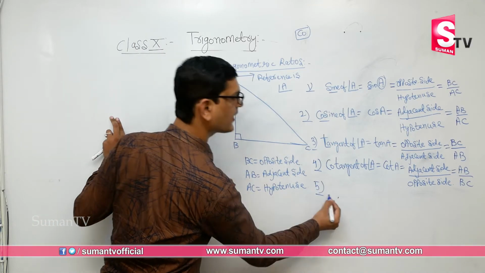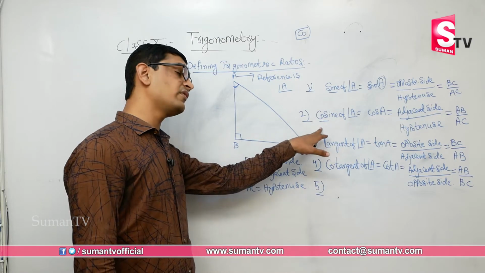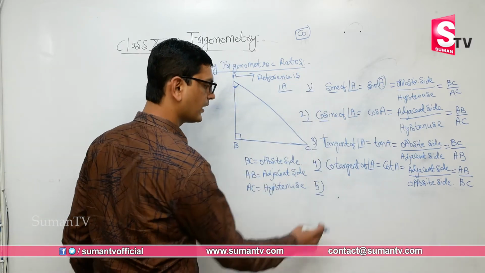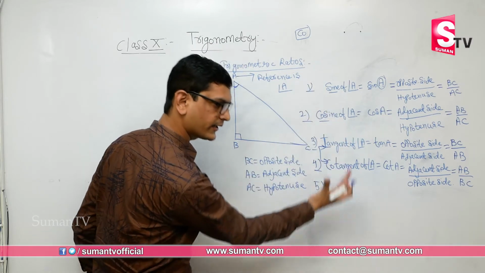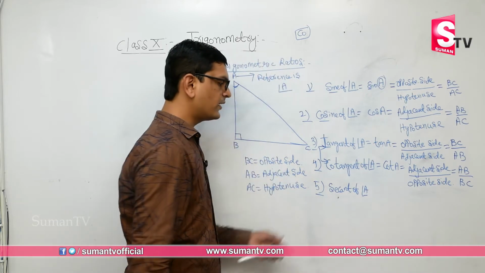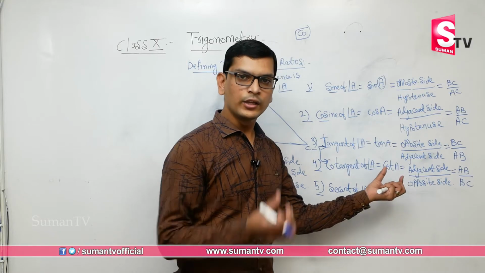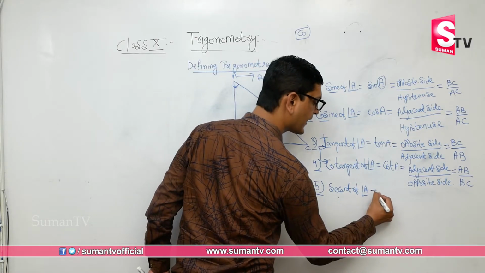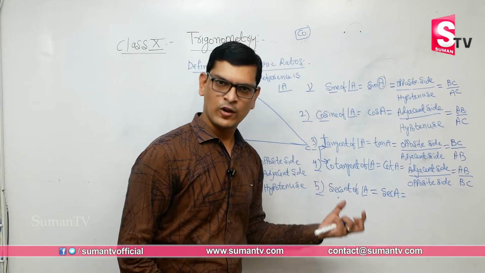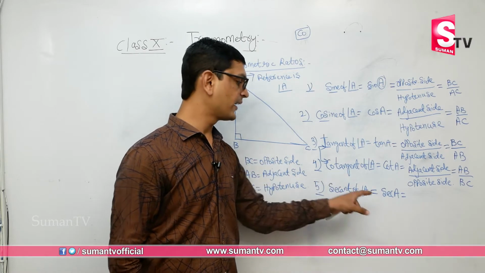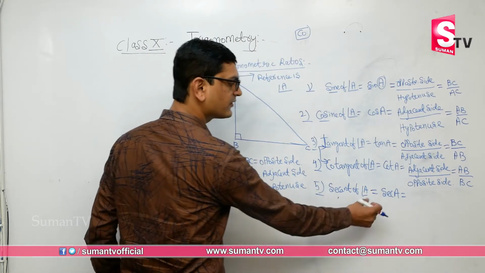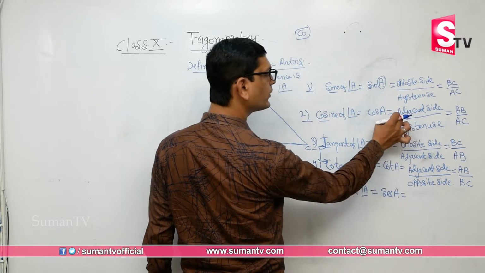The fifth one is the multiplicative inverse of cosine, which I call secant of angle A. So this is related to cosine. Be very careful with the order I am following. Cotangent of angle A is called cot A. Secant of angle A, in short, many call it sec A, S-E-C A. This is nothing but the multiplicative inverse of cos A.